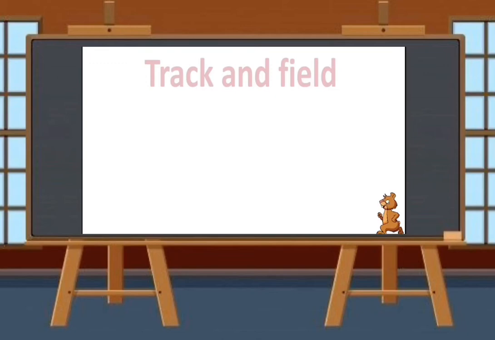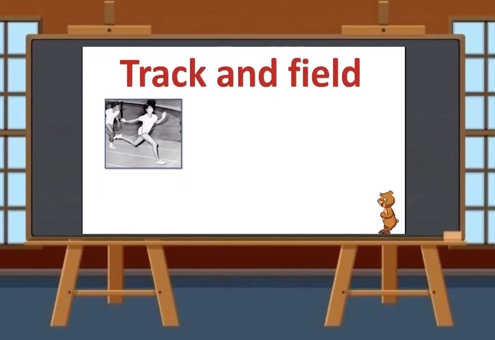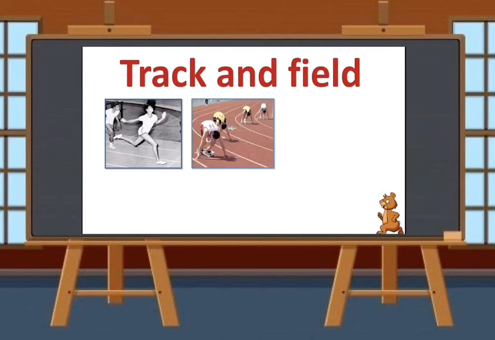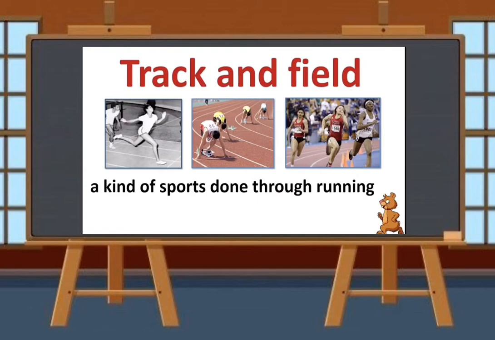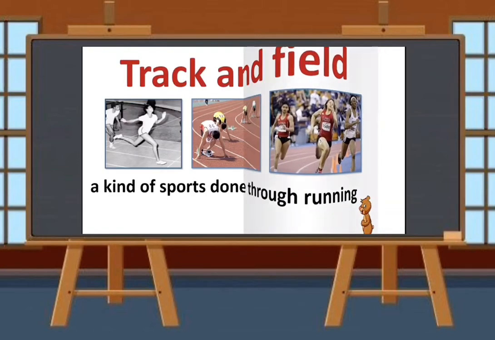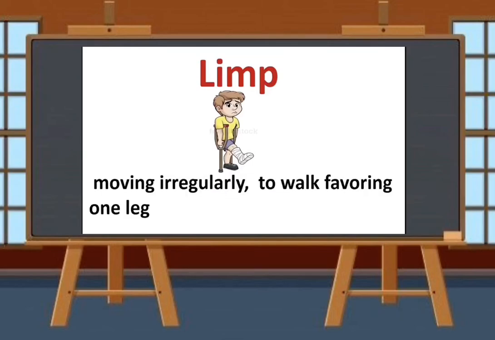Next is track and field. Track and field is a kind of sport done through running. Next is limp. Limp is moving irregularly or walking with difficulty.